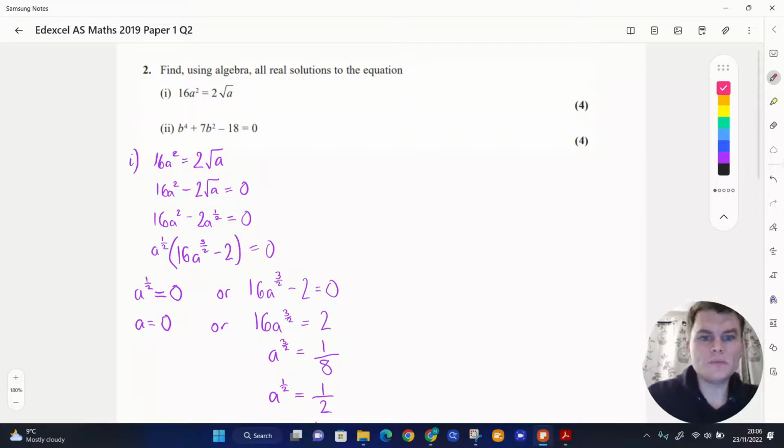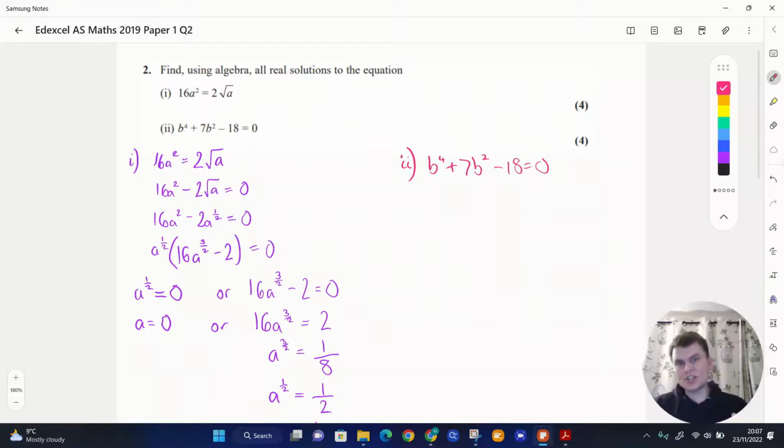Other question. We've got b to the power of 4 plus 7b squared minus 18 equals 0. So you can't just stick this in your calculator. I know the calculator does it for you, but unfortunately this question does say using algebra. So we're going to let b squared equal y, and we're going to rewrite this equation as a quadratic that we can solve.